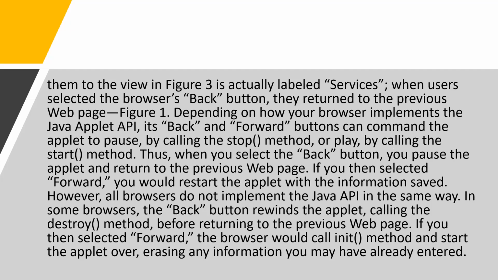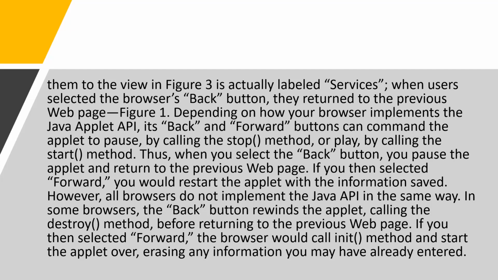Depending on how your browser implements the Java Applet API, its back and forward buttons can command the applet to pause by calling the stop method, or play by calling the start method. Thus, when you select the back button, you pause the applet and return to the previous web page. If you then select forward, you would restart the applet with the information saved.